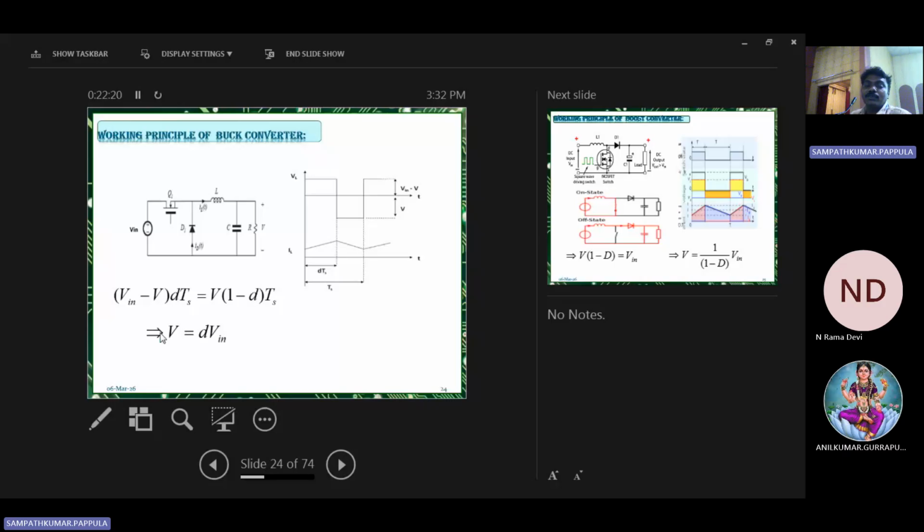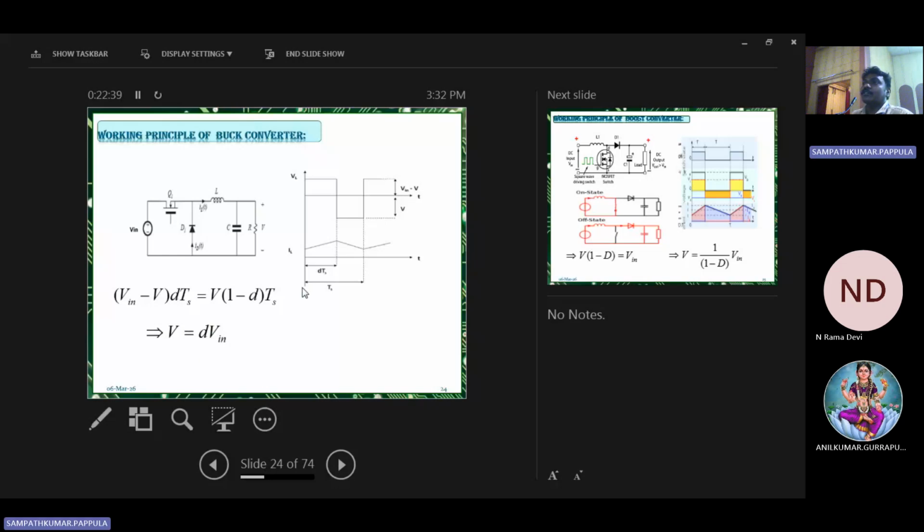Finally we are getting the output voltage V equal to D times Vin, where D is the duty cycle, which is always between 0 and 1. That's why from this circuit you are getting a step down voltage, and that's why we call it a buck converter. So this is the first step.